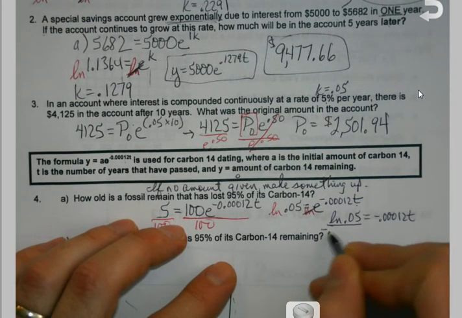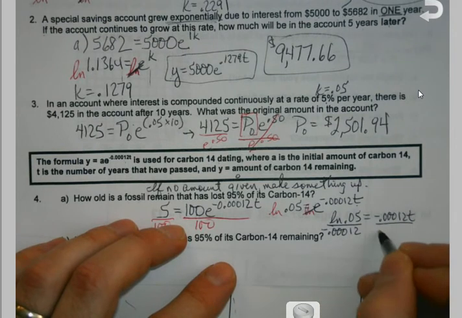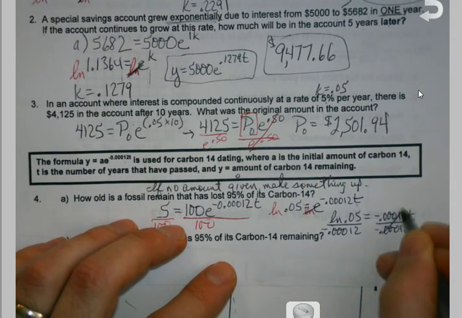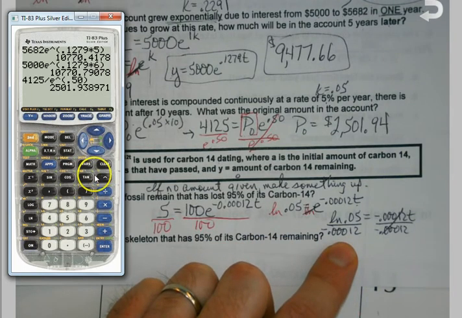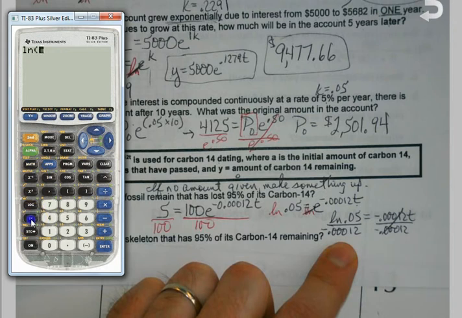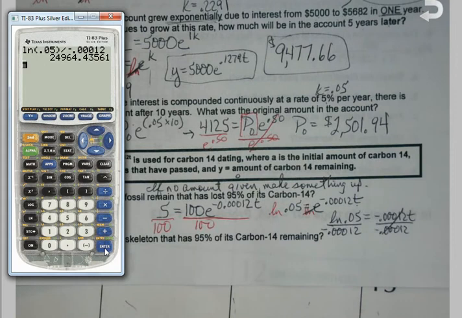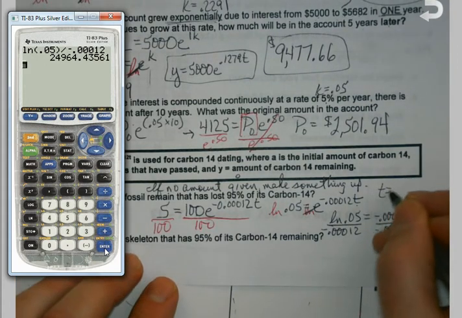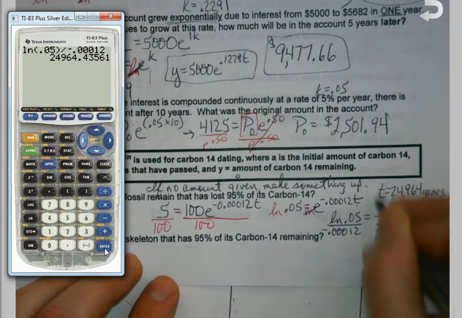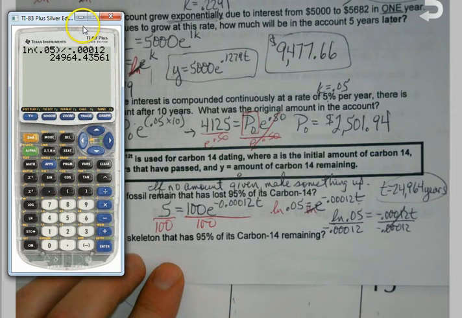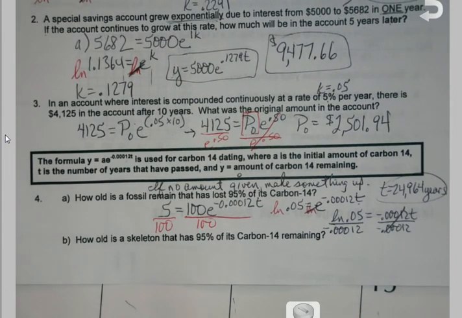So, don't do any rounding or anything fancy like that until we have the T isolated, where I can just do this. So let me clear that out. So my 5/100. And then the biggest thing on here is making sure I don't get the wrong number of zeros. Okay. That is a long time. I don't think I'm going to be around when 95% of the carbon 14 is gone out of this.